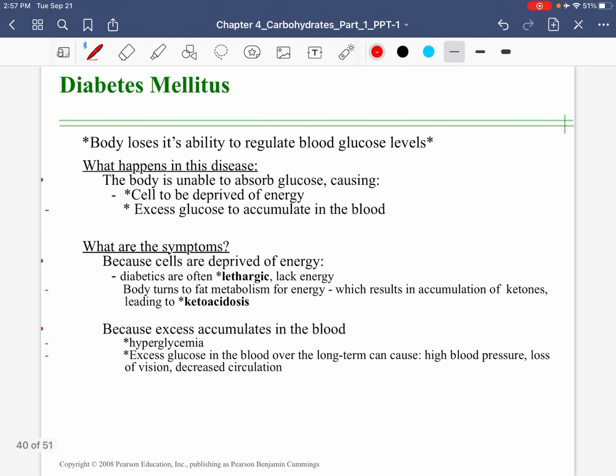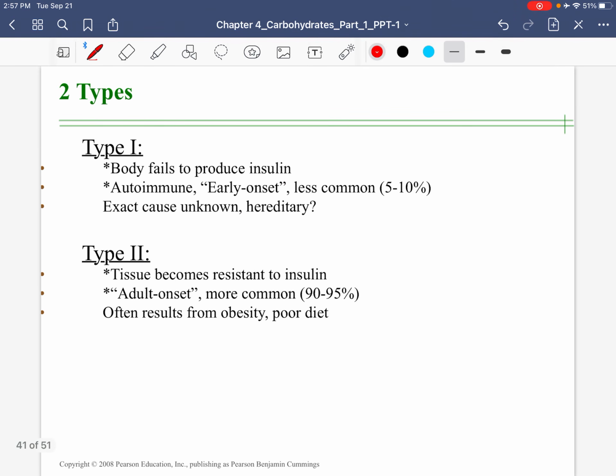All right. Now, of course, this process, the most common problem is diabetes. I'm not going to try to talk about that so much. Make sure you know the basics.